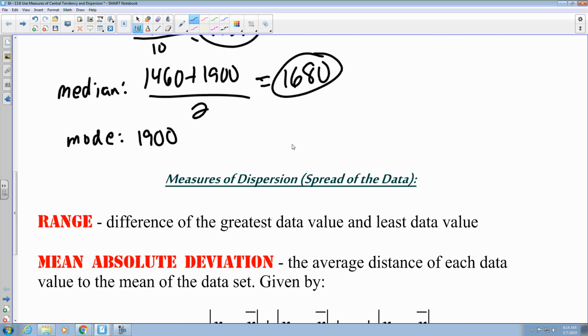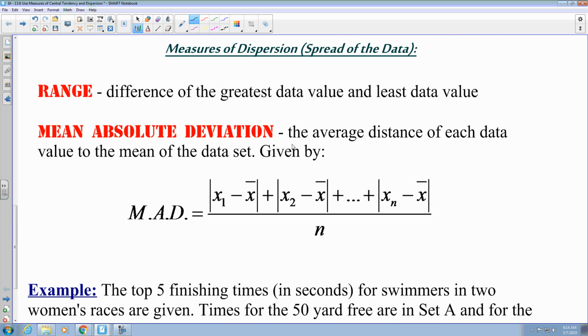All right. Now we're looking at measures of dispersion, so it's the spread of the data. One of the terms that you're going to be looking at is the range. The range is the difference of the greatest value and the least value in your data.